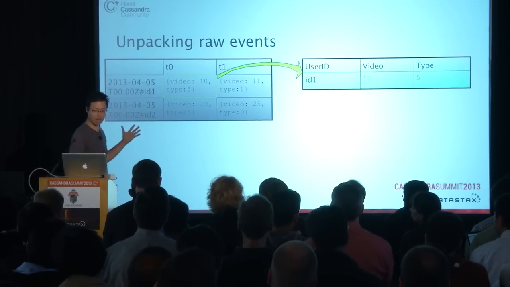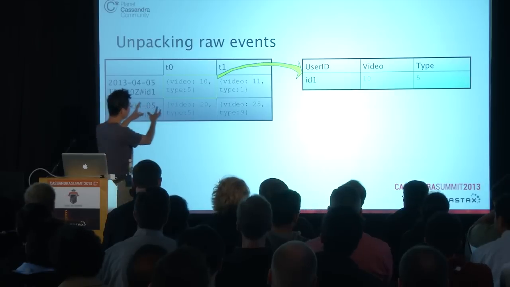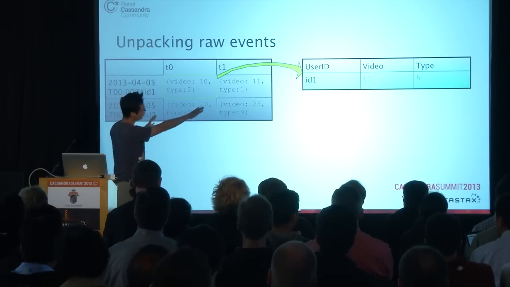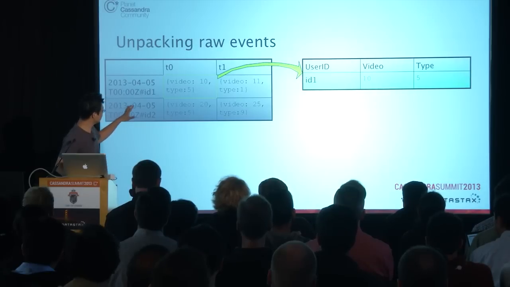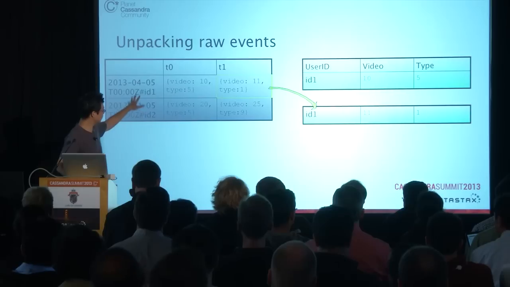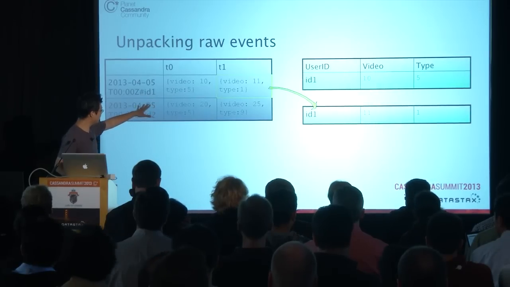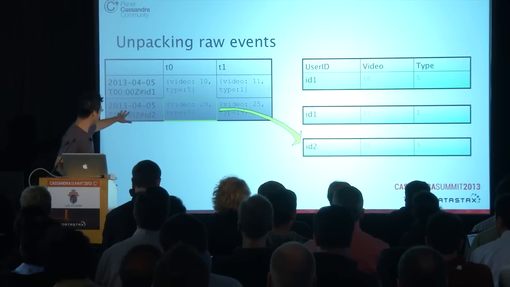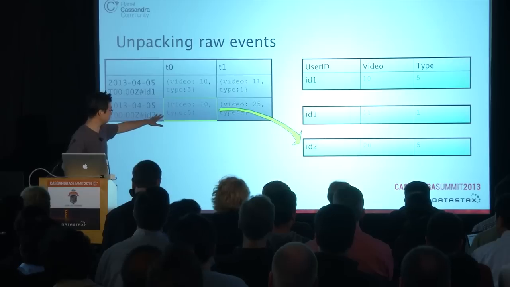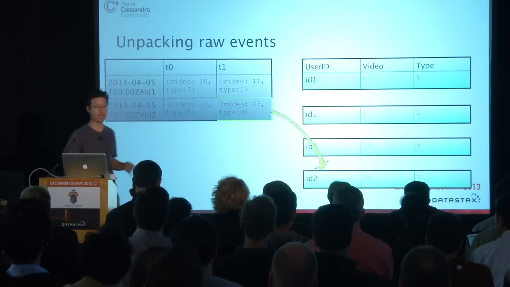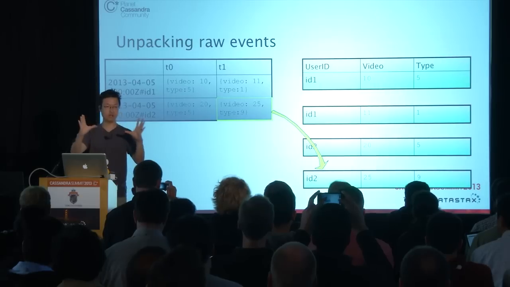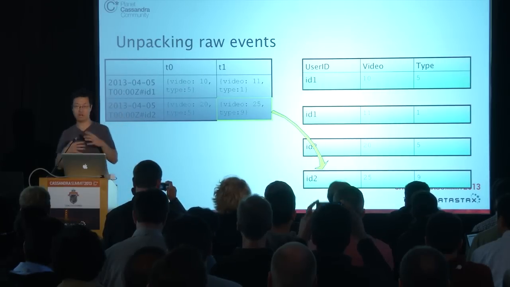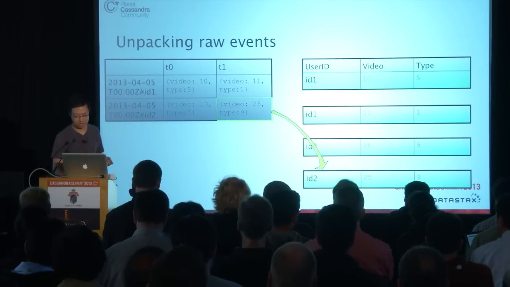The way that we unpack the raw events is that we take an event, unpack some fields into a table, and go in row order. So you go from T0 to T1. And when you reach the end of the row, you wrap around and go to the next user. What we get out of this is all the data for one user consecutively, which gives us a lot of interesting data processing.